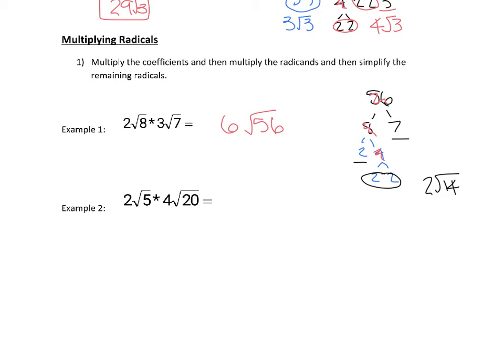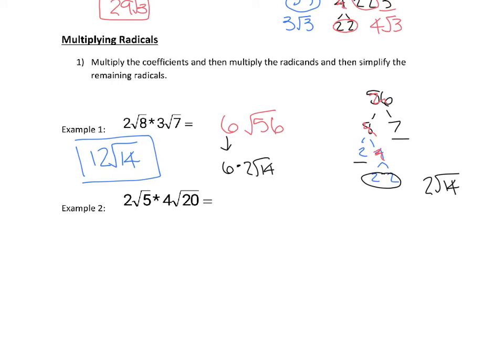Now, when I plug it back in, don't forget about the 6, okay? 6 times 2 square root of 14. 6 times 2 is 12. Keep the square root of 14 because there's no other radical to multiply it by, so the answer would be 12 square root of 14.